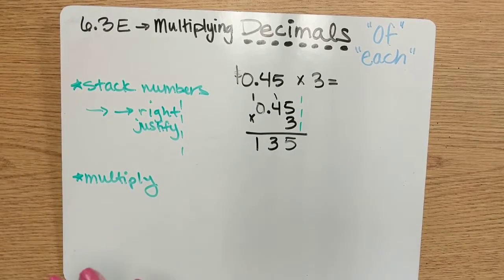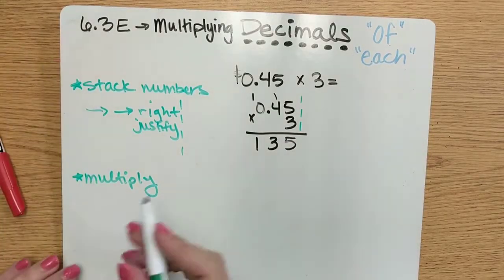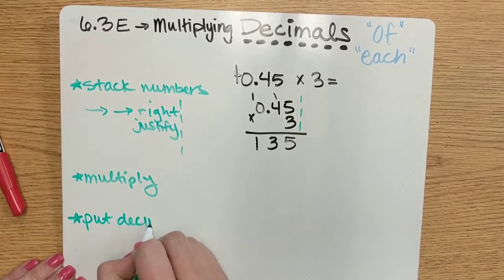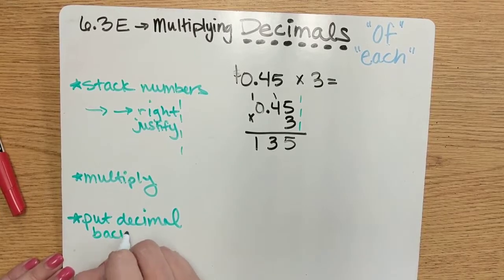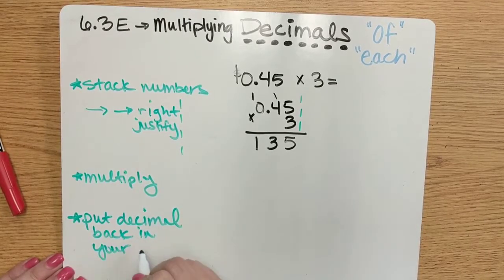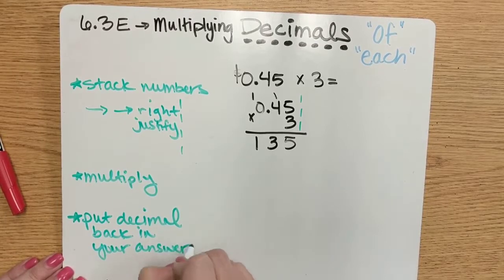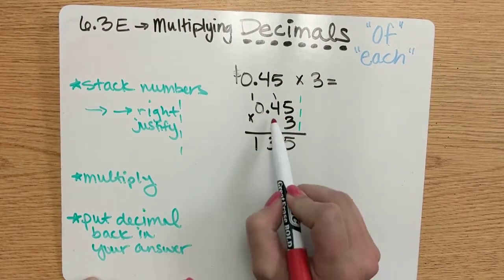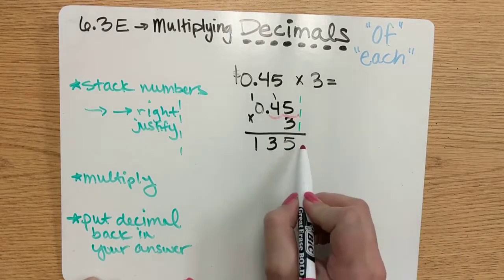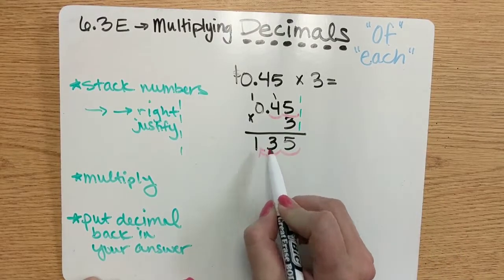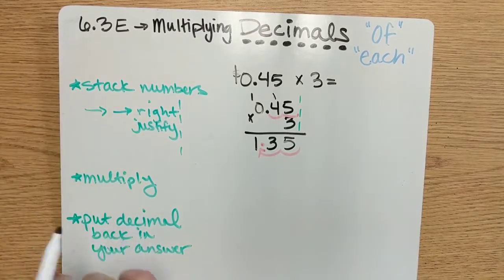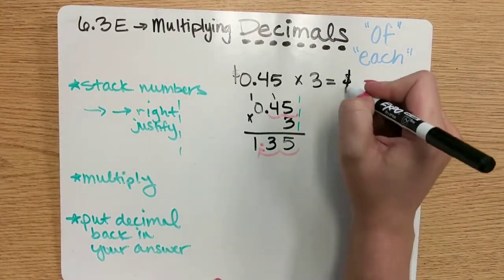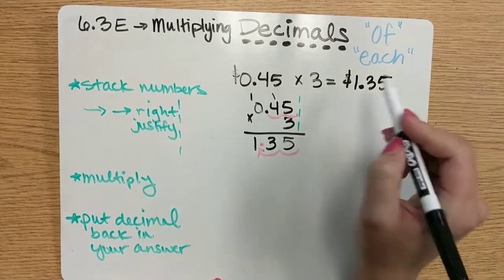Now is when we're going to bring back the decimal. The very last thing is you want to put the decimal back in your answer. Now, do we just put it anywhere? No, we can't just find a fun spot to put it. We count how many decimal places there were in the problem. Here I've got 1, 2 decimal places, so I'm going to start at the end, go 1, 2 decimal places, and it goes right there. So our answer to 45 cents times 3 would be $1.35.